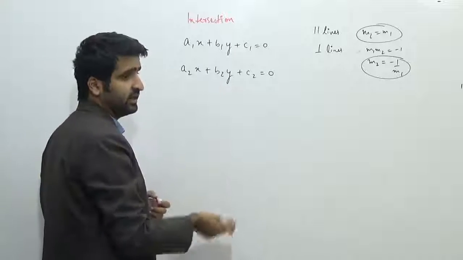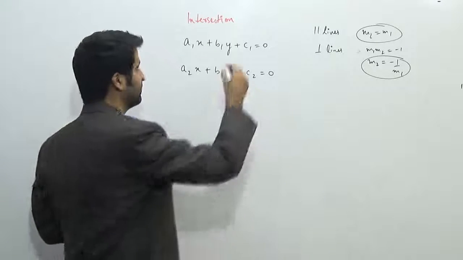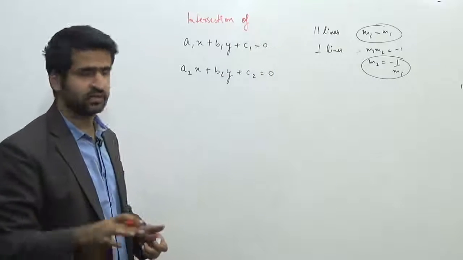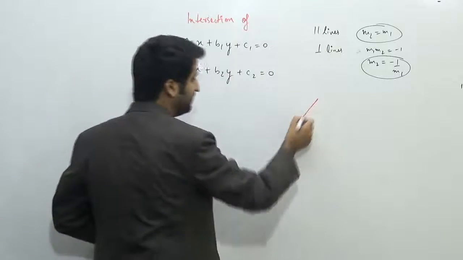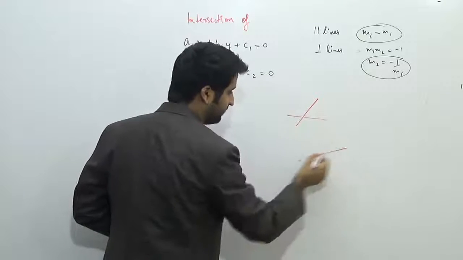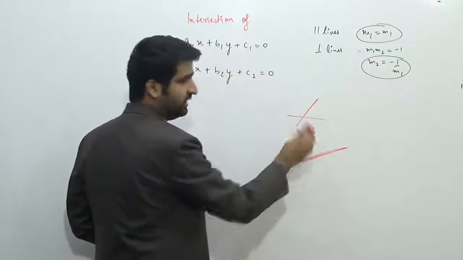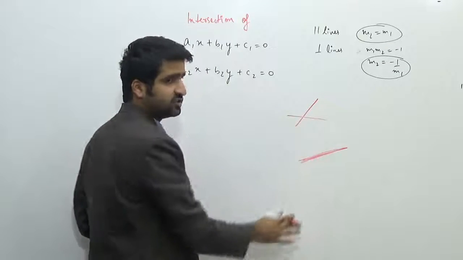If they intersect, is it just one point or an infinite number of points? Can the straight lines meet at just 2 points? It is never possible. They can either meet at just 1 point, or they can overlap and meet at an infinite number of points. Okay, so the in-between case is not possible.